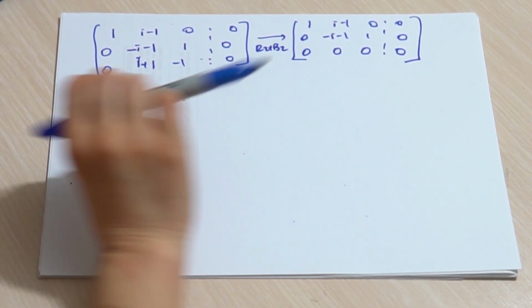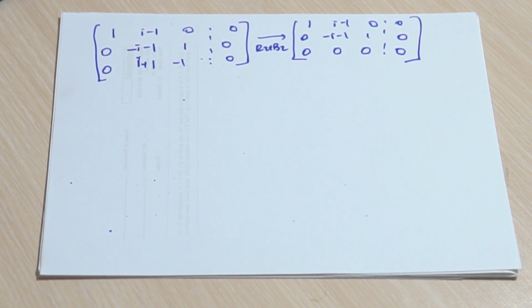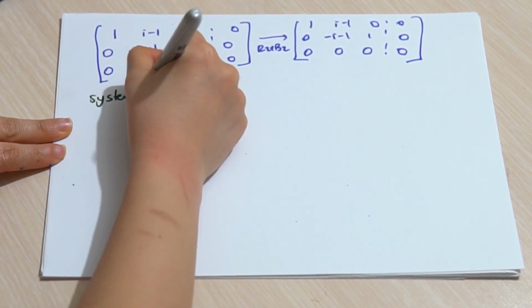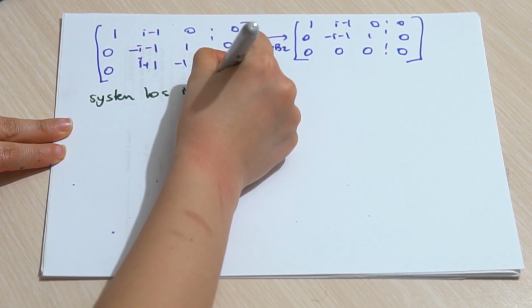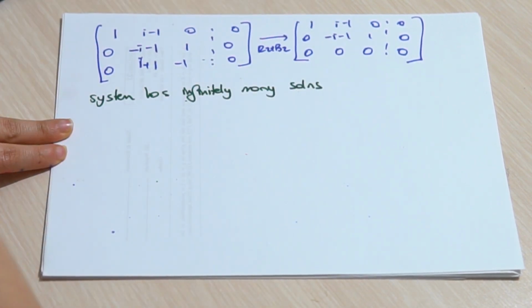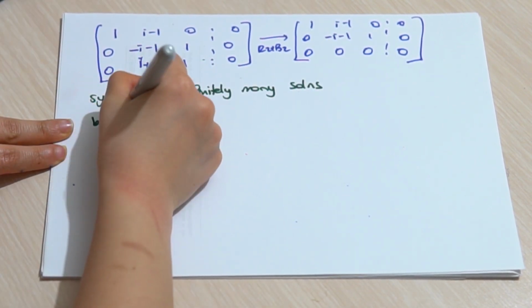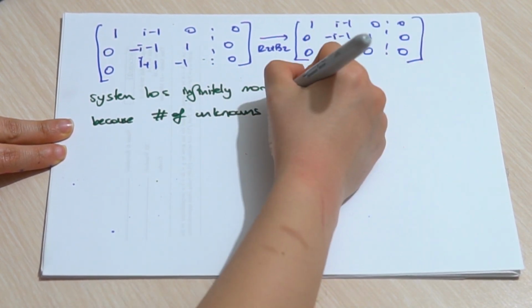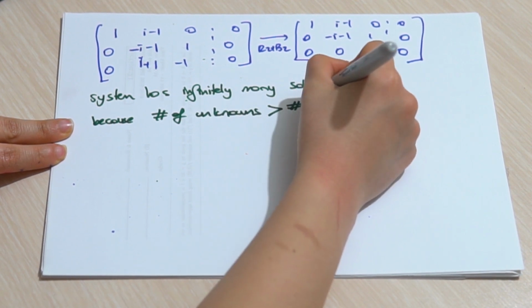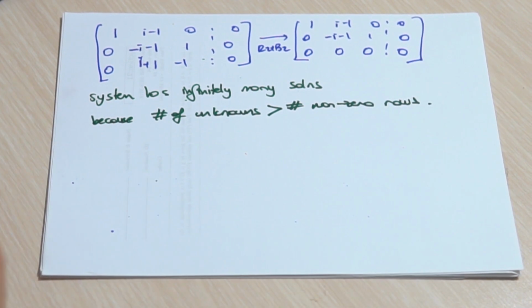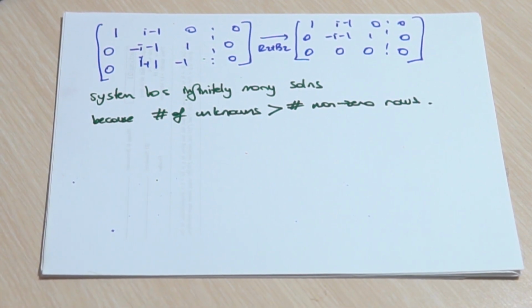So there are 2 non-zero rows, right? But there are 3 unknowns. So this system has infinitely many solutions, because the number of unknowns or variables is greater than the number of non-zero rows. But we need to find this infinite solution set.